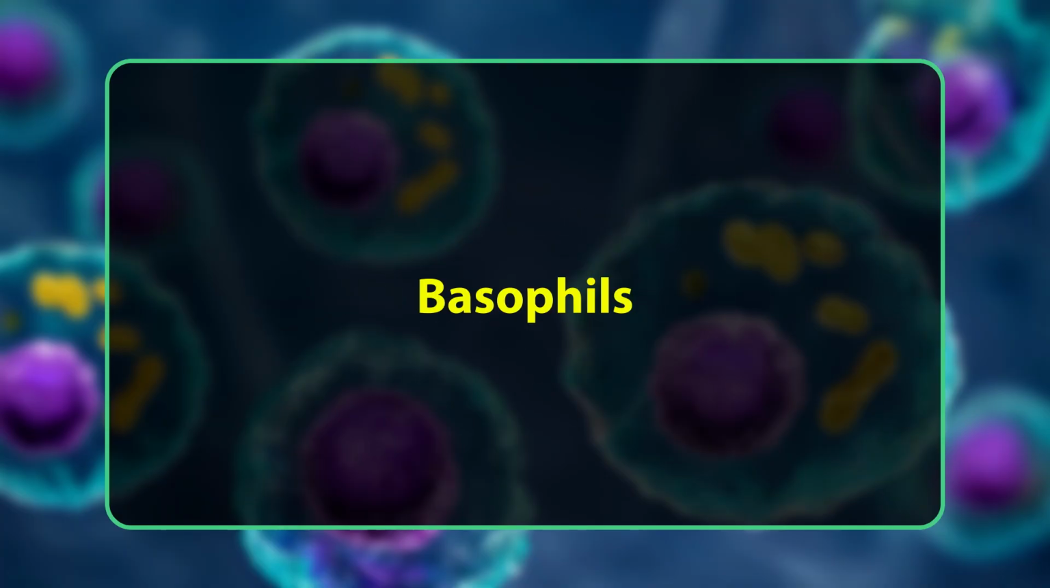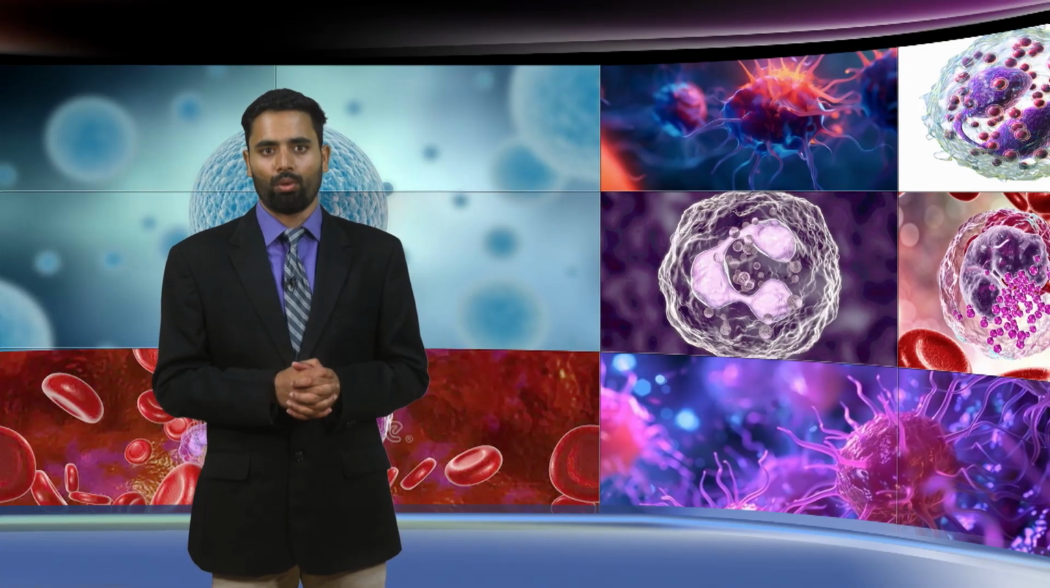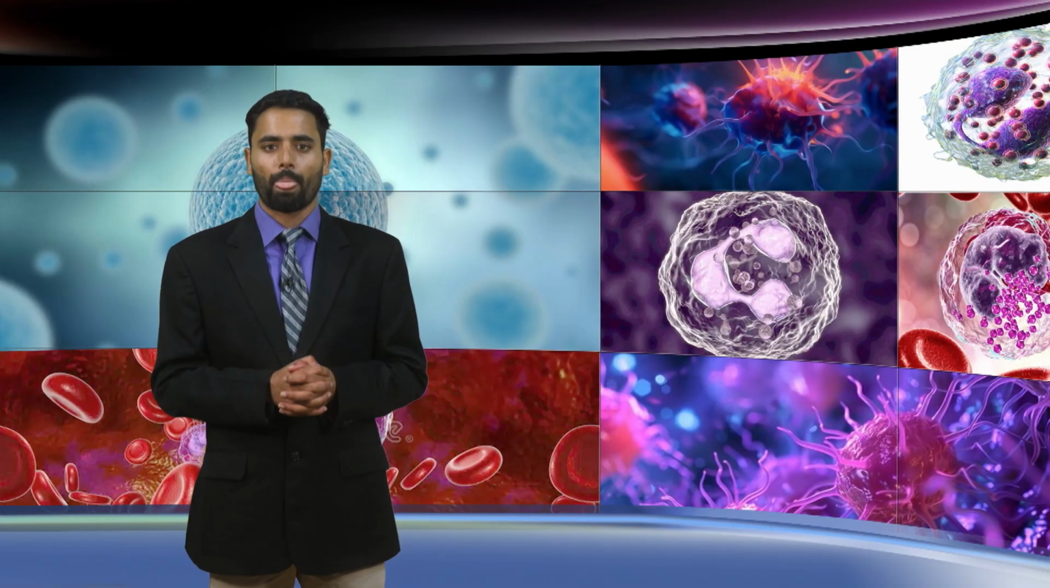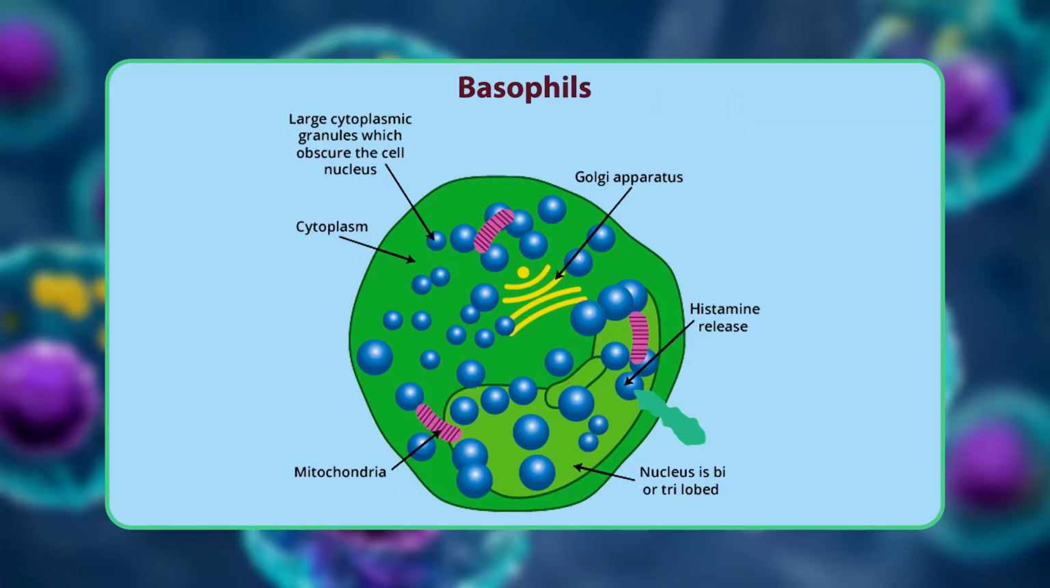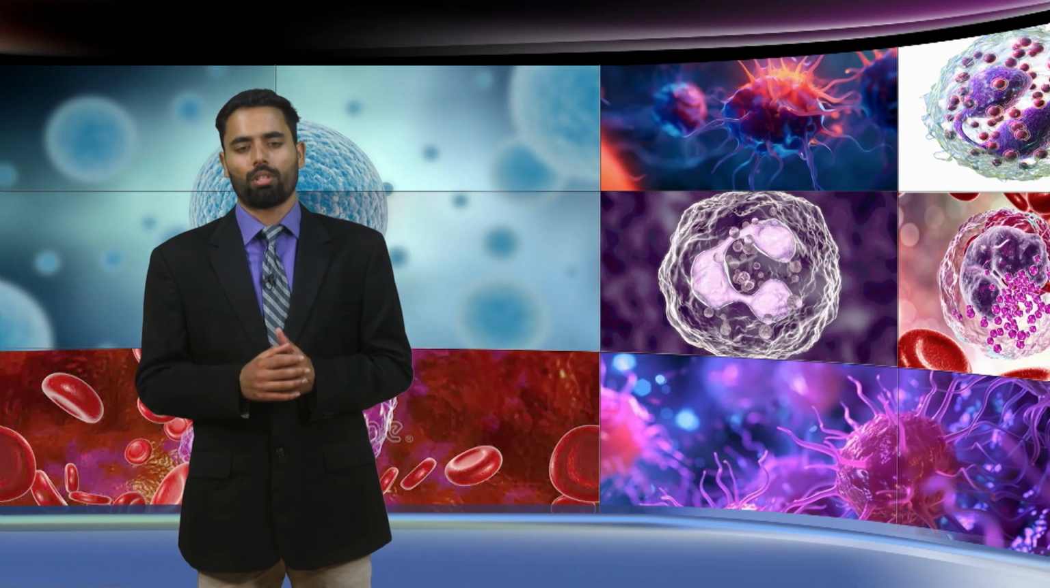Now, the next cell is basophils. Basophils are a type of granulocyte that play a role in allergic reactions and inflammations. They are the least common type of leukocyte, comprising less than 1% of circulating blood cells. Basophils contain granules that store histamines and heparin, and they release these chemicals in response to various stimuli, including allergens and pathogens. Basophils are the least common type of granulocyte.